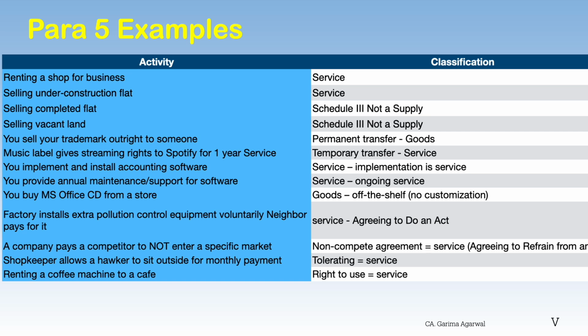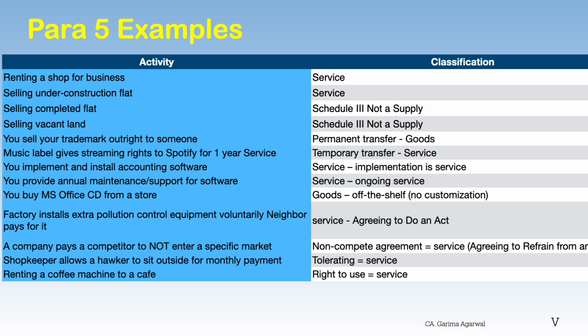You sell your trademark outright to someone. That means you give the right, a permanent transfer. So it's a good. A music label gives streaming rights to Spotify for 1 year. That is a temporary transfer, so it's a service. You implement and install accounting software. Service, implementation of software is a service. You provide annual maintenance support for software. Again, service. It's an ongoing service.